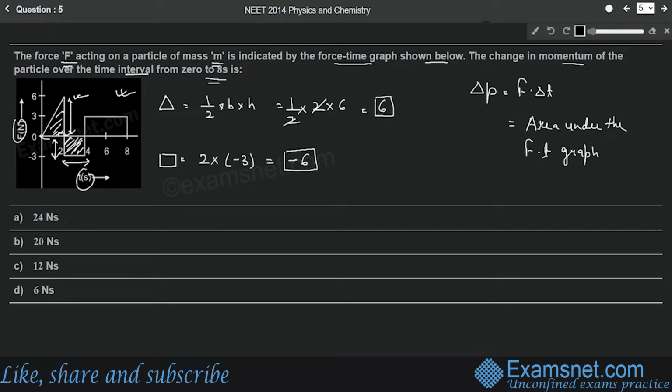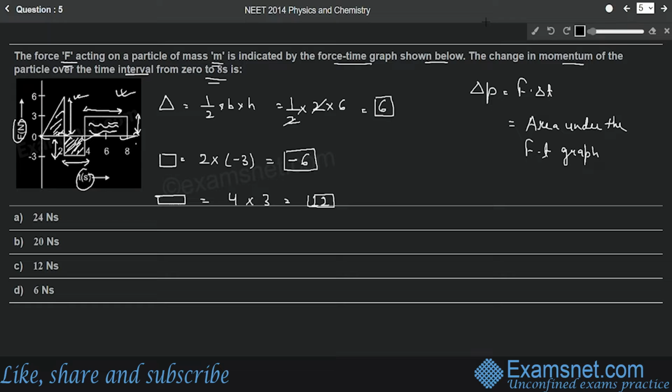Similarly, there is a bigger rectangle, this one. So the area of the bigger rectangle will be equal to length into breadth. So length is what? 4 to 8 along the x-axis. So this side will be 4, 8 minus 4, that is 4. And along the y-axis it will be 0 to 3, that means 3. So 4 into 3 will be equal to 12. So this is the area of the bigger rectangle.